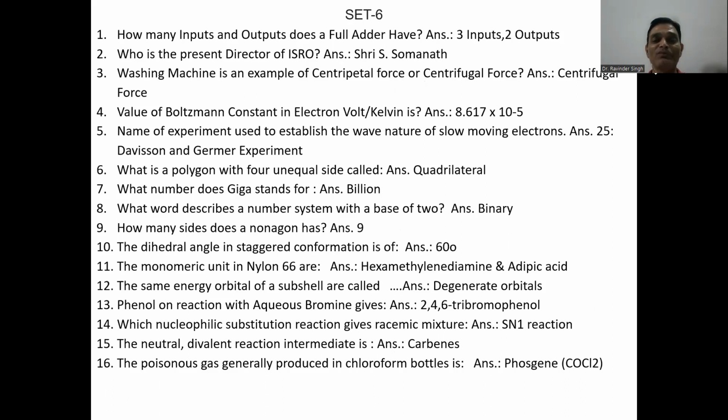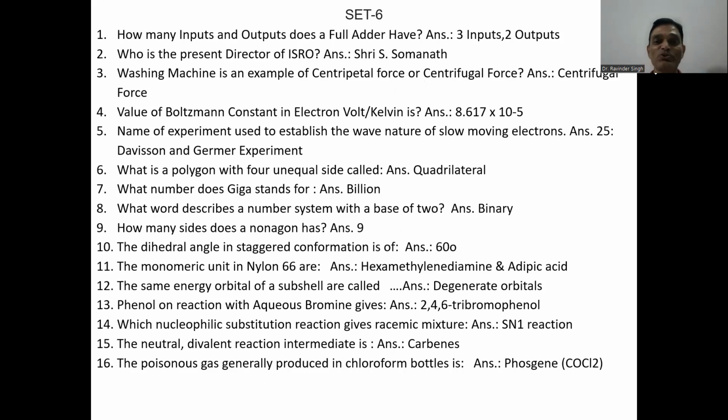Who is the present director of the ISRO? Answer is Shri S. Somanath. Washing machine is an example of centripetal force or the centrifugal? Answer is centrifugal force. Question next. Value of the Boltzmann constant in electron volt per Kelvin is 8.617 multiplied by 10 raised to the power minus 5.